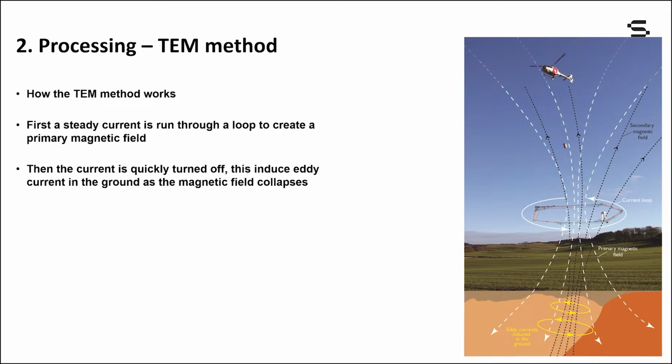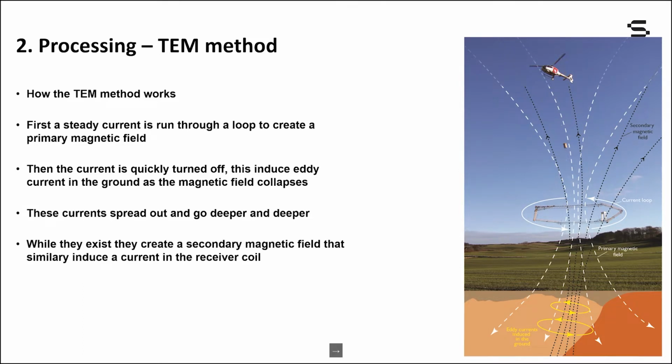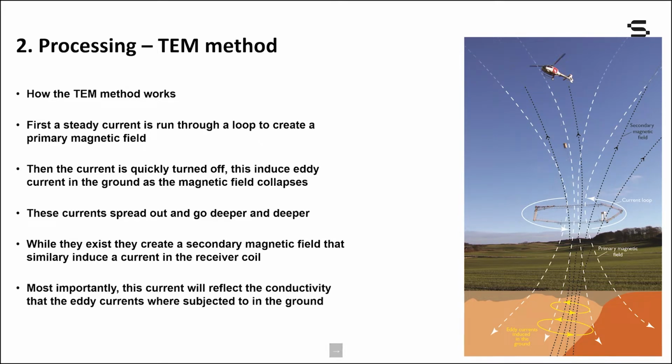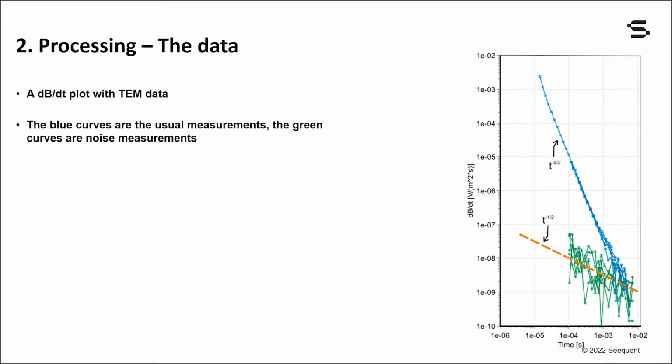But when we shut it off, it creates eddy currents that go into the ground, and these currents go deeper and deeper in the ground. They will create a secondary magnetic field that will induce a small voltage or current in the receiver coil, and this is what we measure. Of course, this induced voltage in the receiver coil will reflect the geology and the conductivity of the ground where we are. So what we measure can look like this.